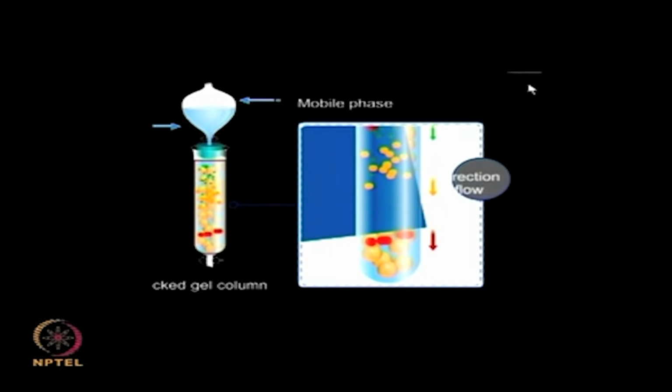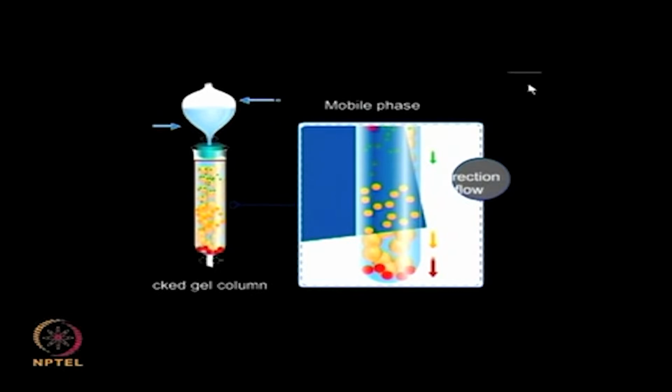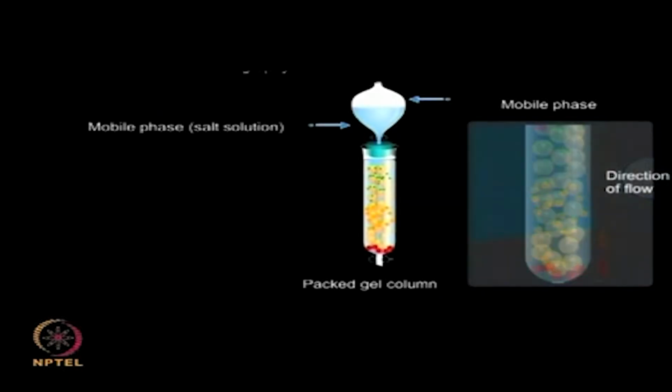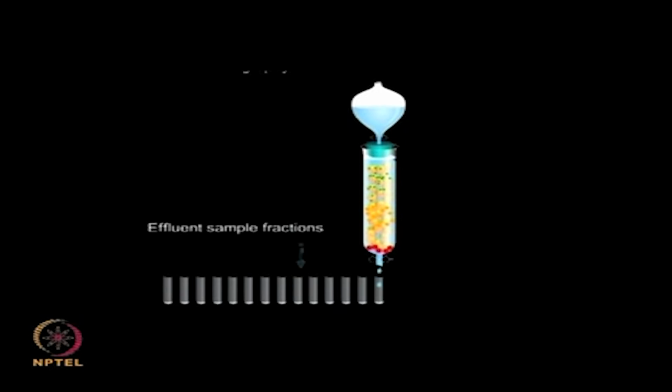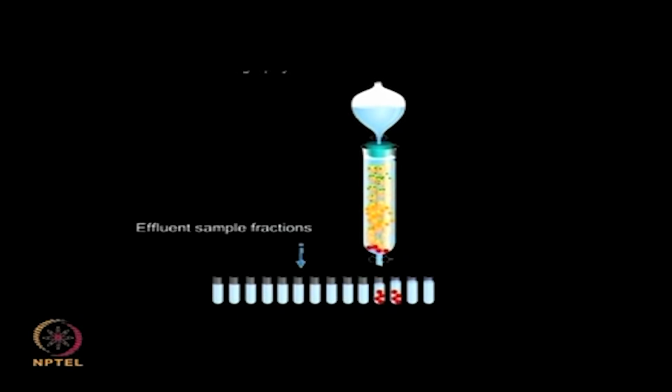Large proteins that cannot enter the pores of the gel move down through the interstitial spaces at a faster rate and are eluted first. The smaller proteins move in and out of the pores, thereby taking longer to be removed from the column. The fractions of appropriate size should be collected and analyzed for their protein content. The largest proteins eluting out first will be present in the initial fractions, while the smaller proteins which elute out later will be present in the latter fractions.